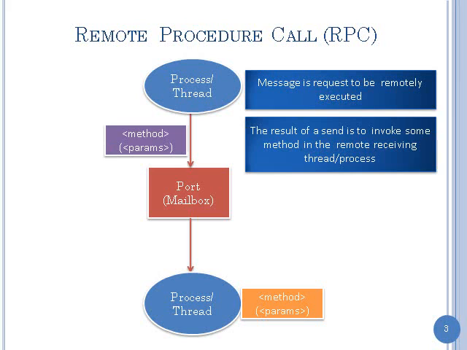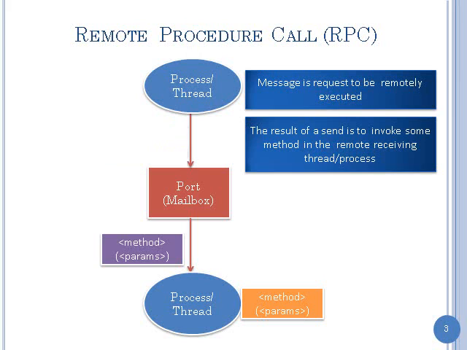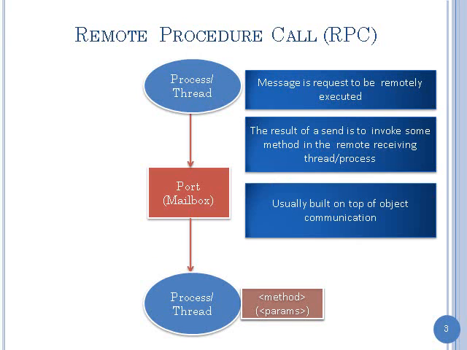And so what you're sending in a request is some request name and some parameters of the request. Effectively you're sending information about what method is to be called and what the parameters of the method are. That's what RMI is doing when you make an RMI call. And that is what is queued in the port. The result is to execute some method in the remote process. Usually it's built on top of object communication because you're sending these typed values. So that's RPC versus RA, if you will.